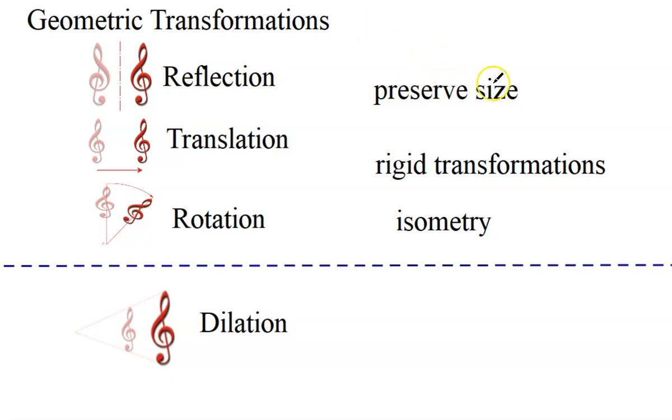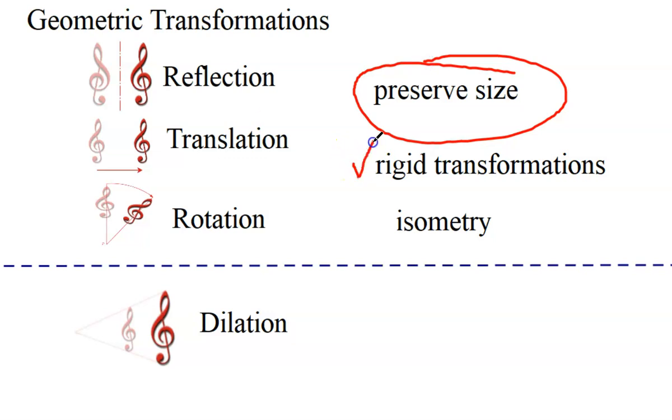Okay, so it does not preserve size. So these up here all preserve size. We can call them either rigid transformations or isometries. Those two terms are used kind of interchangeably. They really mean the same thing. But dilations do not preserve size. You can see right there, this particular little treble clef gets bigger and becomes this one. So an enlargement or reduction is a dilation.